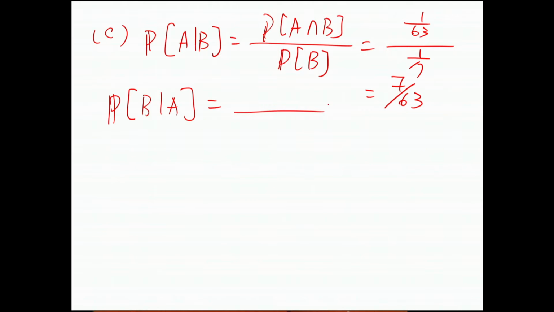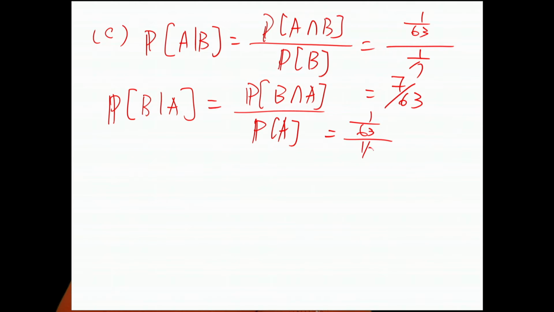Just plug in. So the probability of B conditioned on A is B intersection A divided by the probability of A, which is 1 over 63 divided by 1 over 3. So it's 1 over 21.